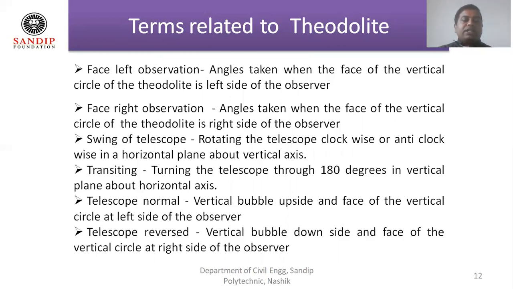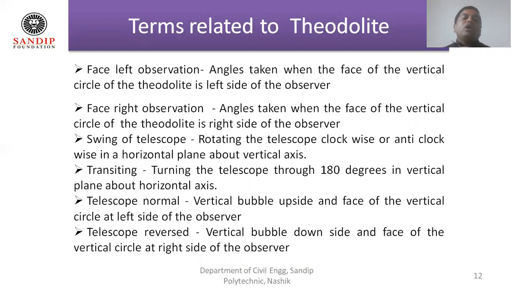Now the next term is transiting. Transiting is just the opposite of swinging. In swinging, we are rotating the telescope in the horizontal plane. But in transiting, we have to rotate the telescope in the vertical plane through 180 degrees about the horizontal axis. That is called transiting. Turning the telescope through 180 degrees in the vertical plane about the horizontal axis. We just have to rotate the telescope through 180 degrees.